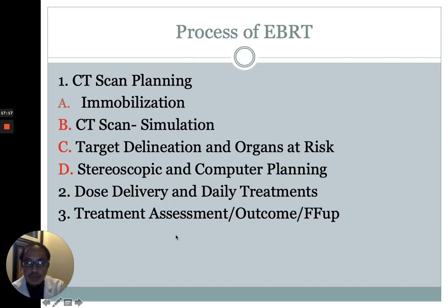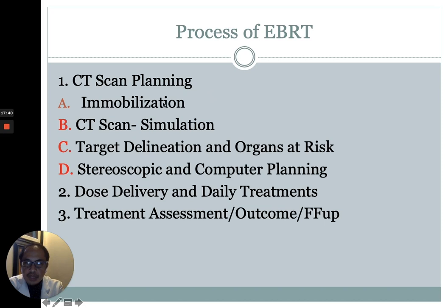Now, what is the process of external beam radiation therapy? First of all, the patient would come in for consultation. We would assess the patient, see if the patient is suitable for radiation therapy, and ask for laboratories. Then, if it's already scheduled, the patient would undergo CT scan planning.